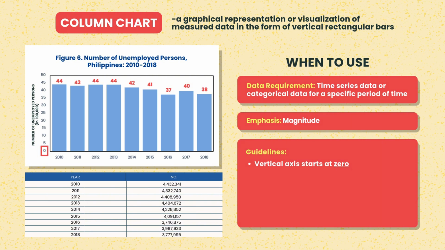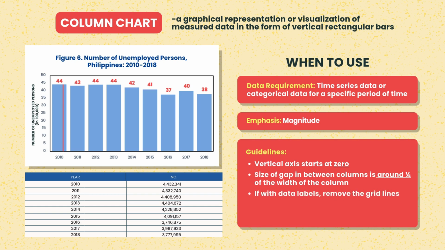Another thing to remember when constructing a column chart is the gap width. The usual space, or gap, between bars should be around 1/4 of the width of the column. You may be wondering why 1/4. This is because we want our columns to be close to each other, especially in time series data since they are correlated. We also need to remove the grid lines when we already have data labels.